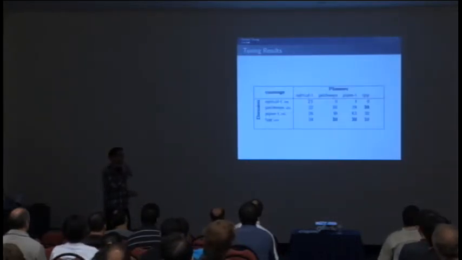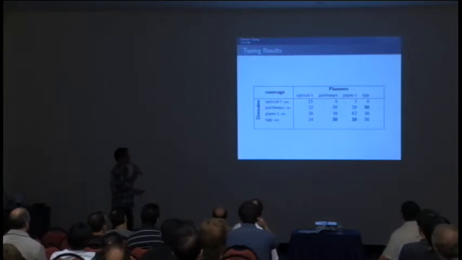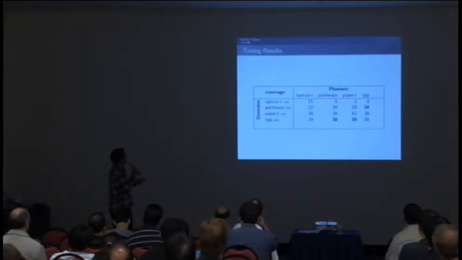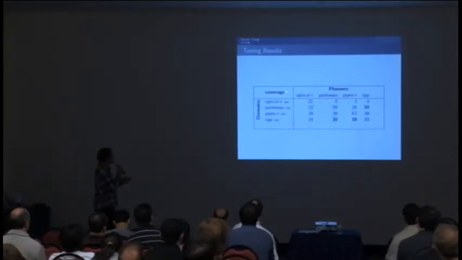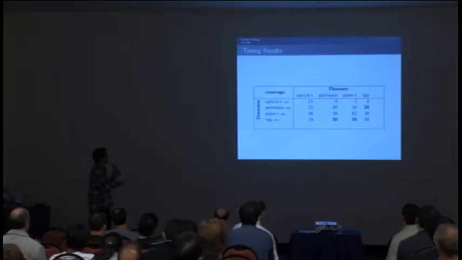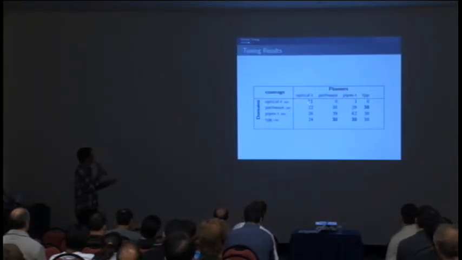So let's have a look at the numbers. You can see here on the left side the domains that we tuned for. We have the planners on the right side that were found for these domains. The numbers stand for the number of solved problems in each domain. So if tuning works, we would expect the diagonal to have the highest numbers in each row. And that is indeed the case.